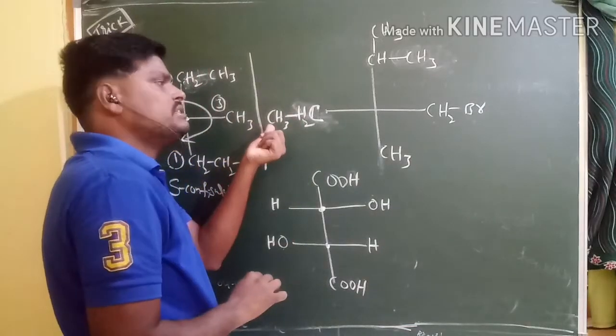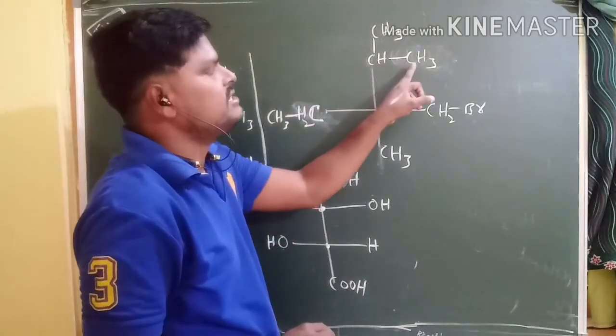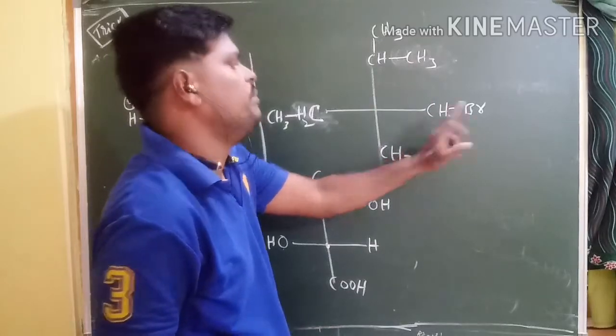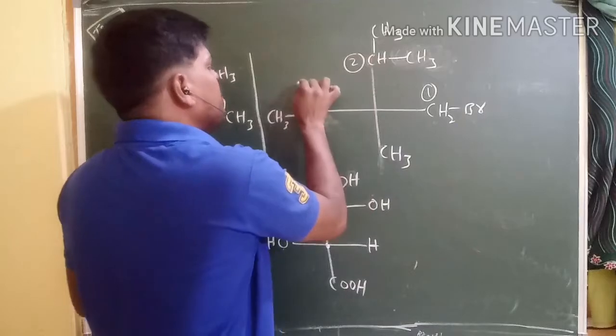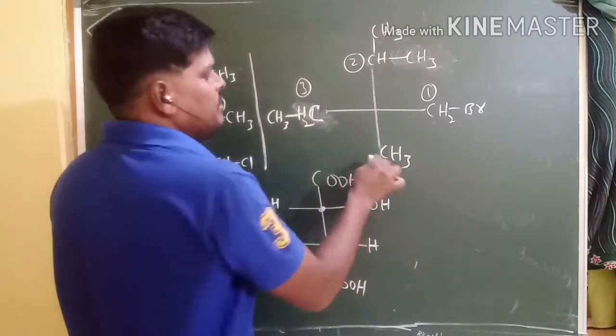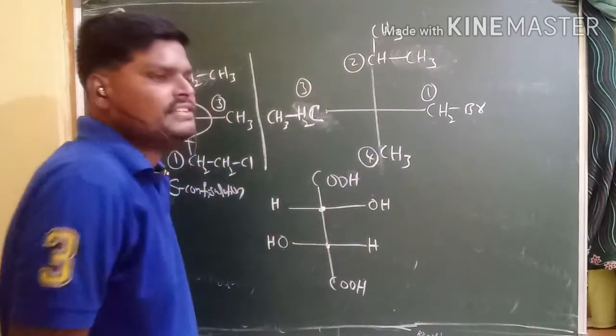The second highest atom is carbon. Here the next highest atom is carbon. But here the second one is bromine. That's why this is the first priority. Obviously this is the second priority. And this is the third priority. Now the fourth one is the least priority.